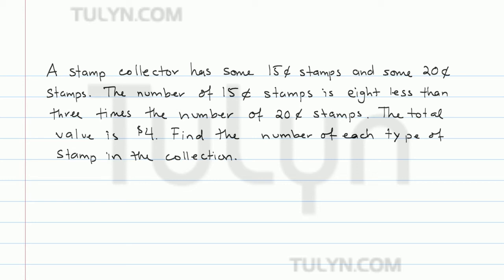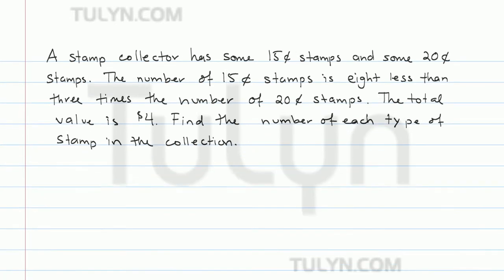A stamp collector has some 15-cent stamps and some 20-cent stamps. The number of 15-cent stamps is 8 less than 3 times the number of 20-cent stamps. The total value is $4. Find the number of each type of stamp in the collection.